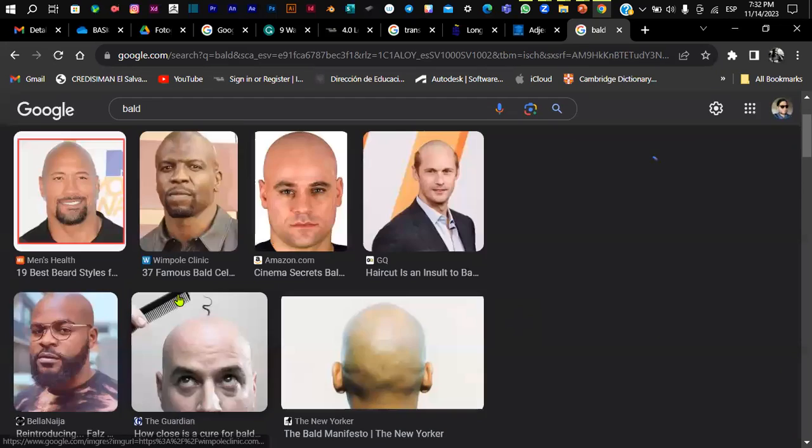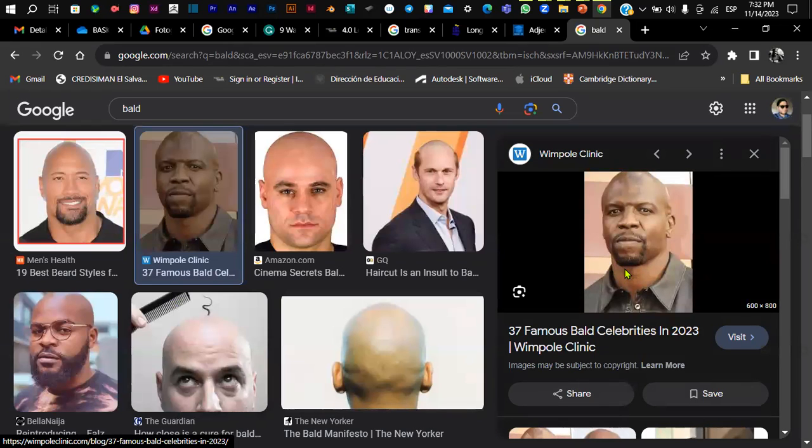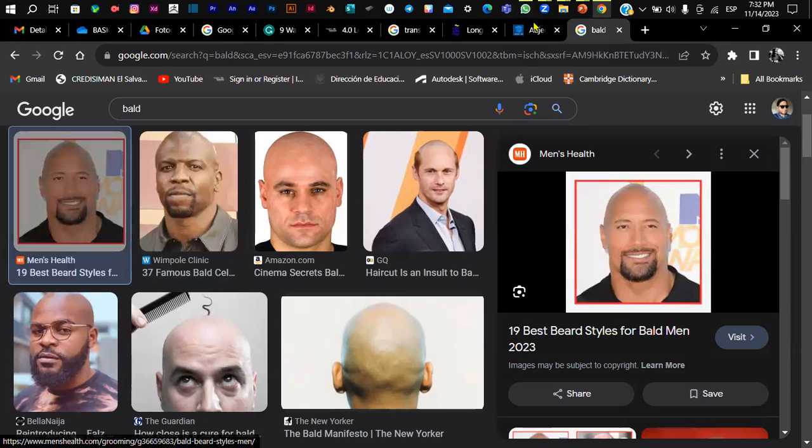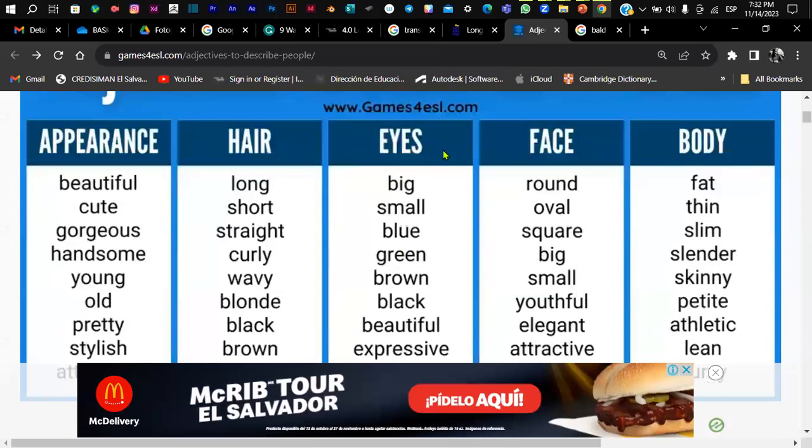Yes. Like this actor. He's calvo. Bald. Correct. Like him. Yes. Okay. Or The Rock. Check The Rock. Bald. Okay, pretty good. Eyes. You can use adjectives: big, small. The colors are important.